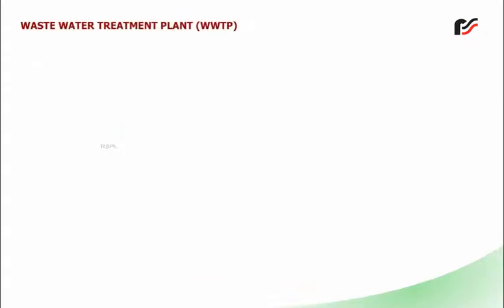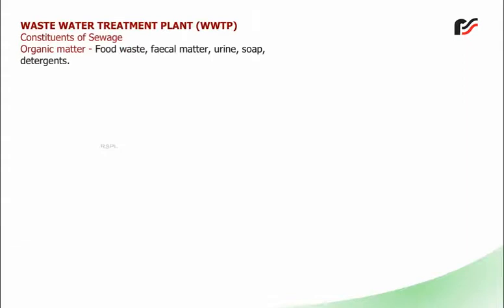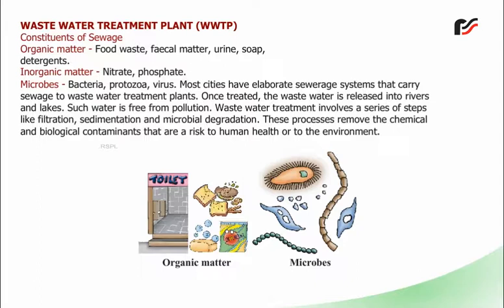Wastewater Treatment Plant (WWTP). Constituents of sewage: Organic matter: food waste, fecal matter, urine, soap, detergent. Inorganic matter: nitrate, phosphate. Microbes: bacteria, protozoa, virus. Most cities have elaborate sewerage systems that carry sewage to wastewater treatment plants. Once treated, the wastewater is released into rivers and lakes. Such water is free from pollution.